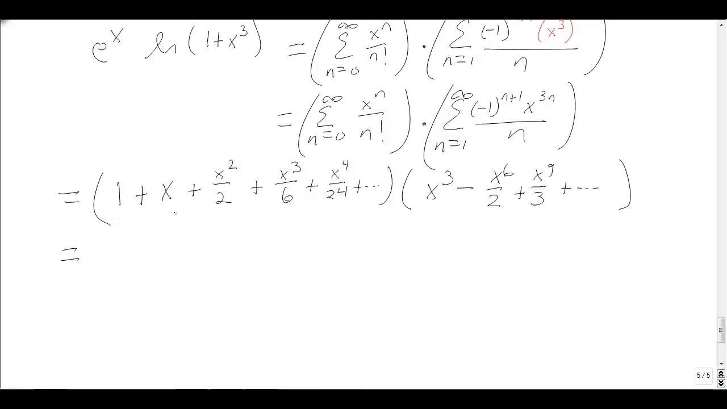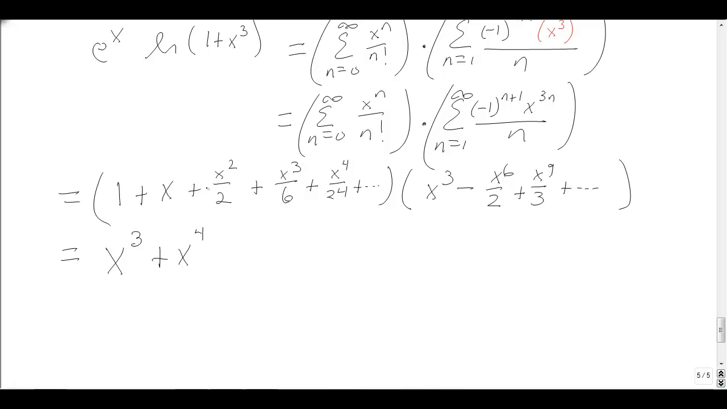Well, I get a 1 times, well, I don't have a constant. So on the right, I have to take something that's at least x cubed. So that means if I multiply a term from the left times a term from the right, I'm going to get something at least degree 3. So I'm going to start at x to the 3rd. Then I'm going to get x cubed times x. That's to get x to the 4th. There's no other way to get x to the 4th.